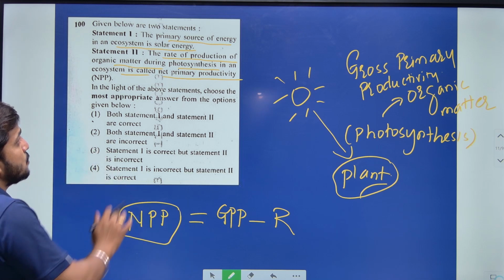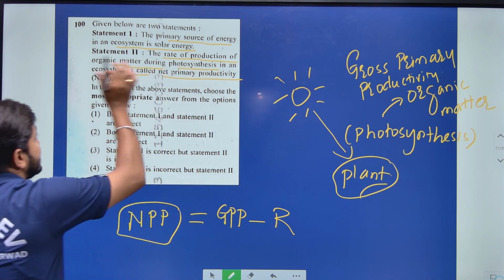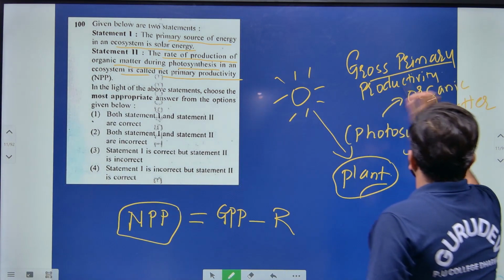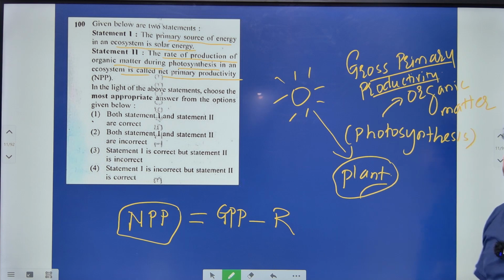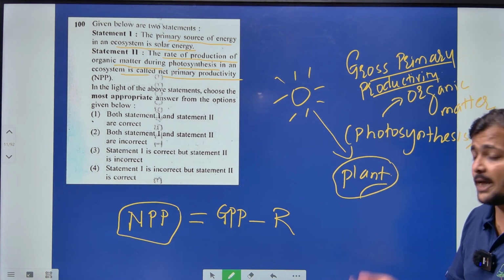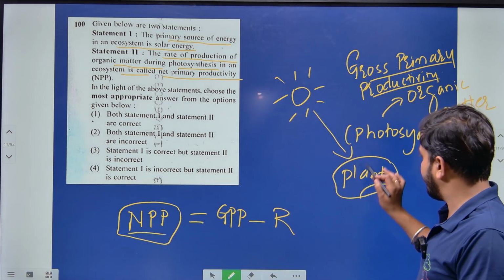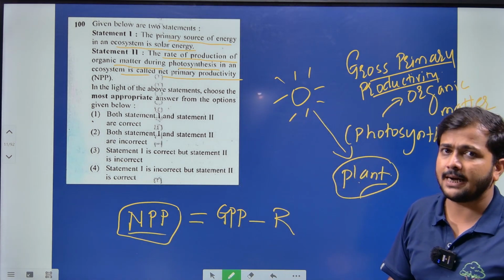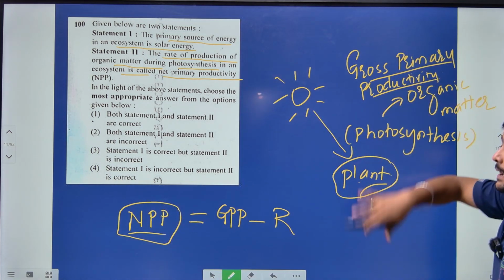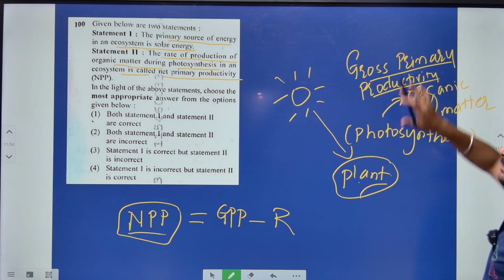Statement 2 says the rate of production of organic matter during photosynthesis in an ecosystem is called gross primary productivity. Whatever productivity is left out, I will call net primary productivity with respect to the plant. Understanding? The organic matter formed by photosynthesis, the primary one, I will call gross primary productivity.